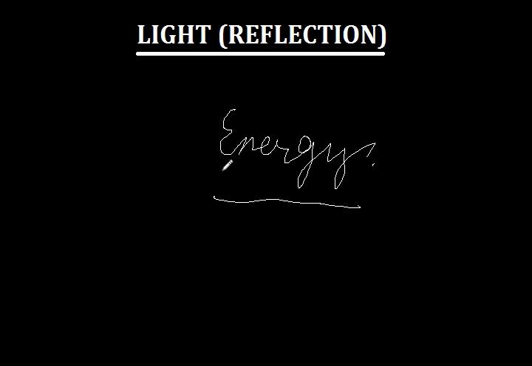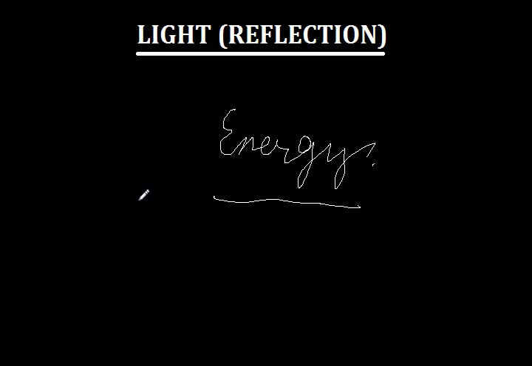What is light energy? Light is such a form of energy which can travel without the help of any medium and makes an object visible when it is incident on an object. Light itself is not visible. Keep in mind, light can make an object visible.